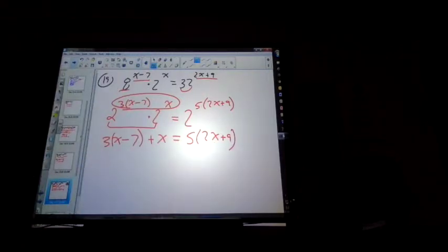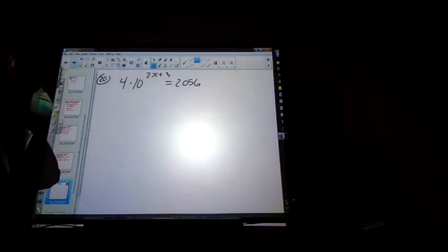Go ahead and solve that problem. A negative answer is fine to get because we're not dealing with log or natural log. Is that okay? Can I go to number 20? Problem number 20.